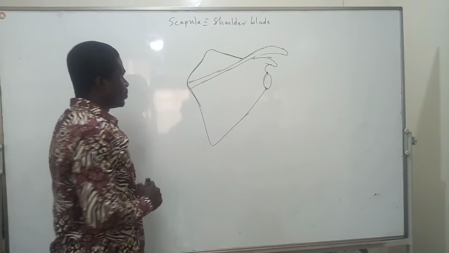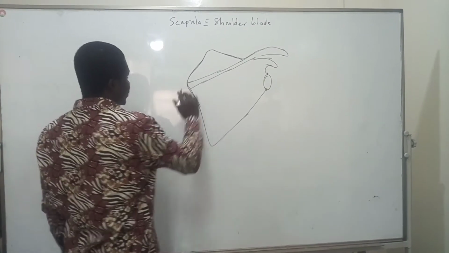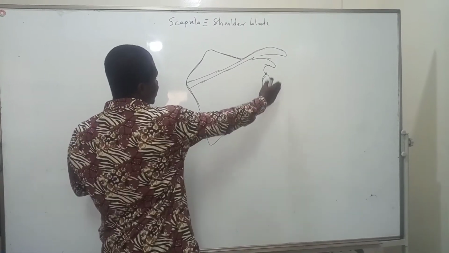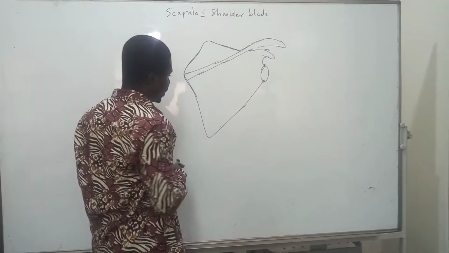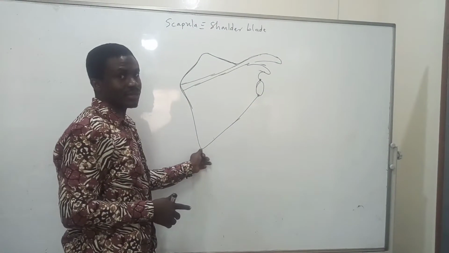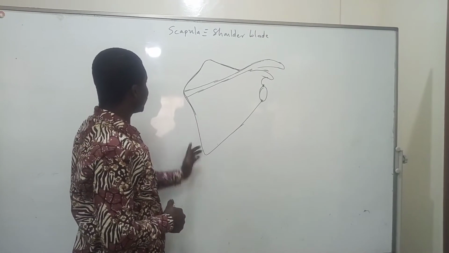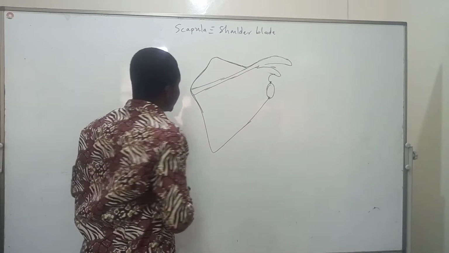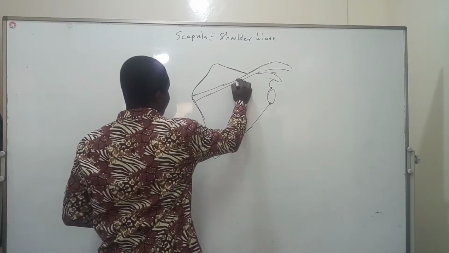So this is our scapula, and we know that it has what we call a medial border, a lateral border, and a superior border. To transition from the medial border to the lateral border, there is the inferior angle. Likewise, from the medial border to the superior border, there is the superior angle. And we know this spine; this is the posterior view.